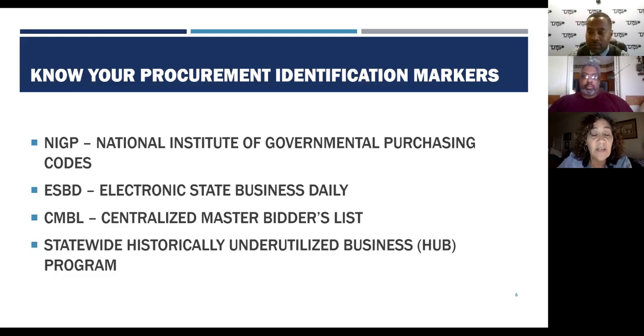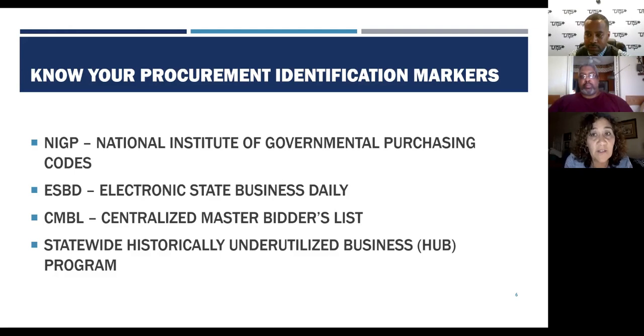The Electronic State Business Daily is where state purchasers for state universities and state agencies will post any solicitation over $25,000. So any solicitation over $25,000 is posted on the Electronic State Business Daily for anyone to see and anyone to read and anyone to bid on.